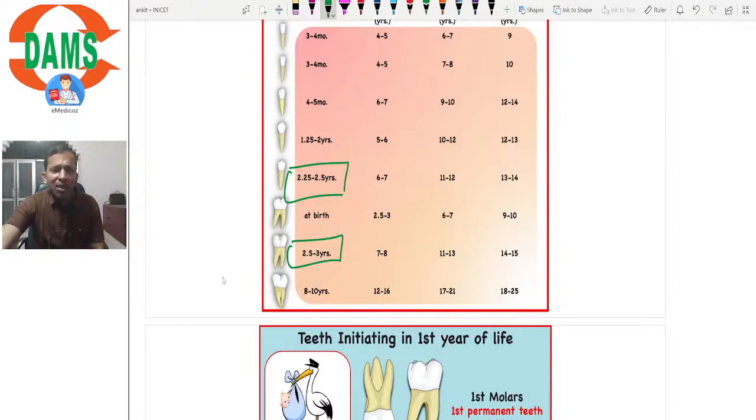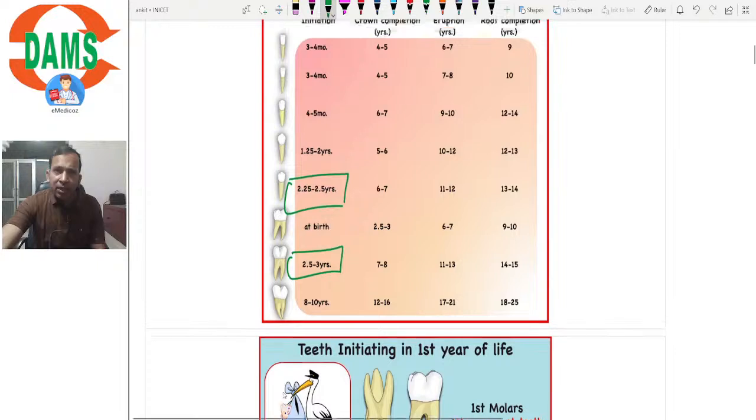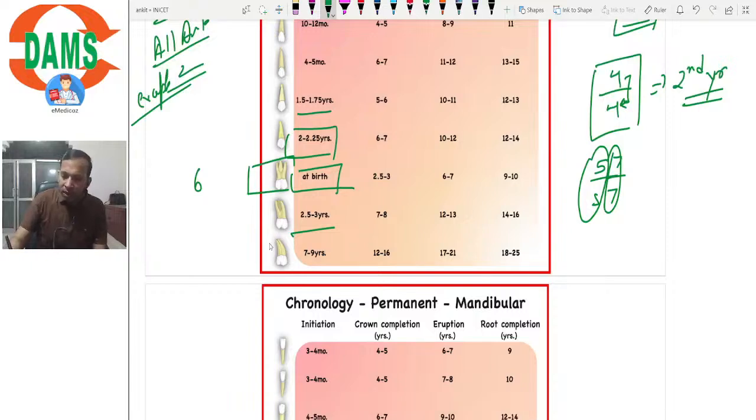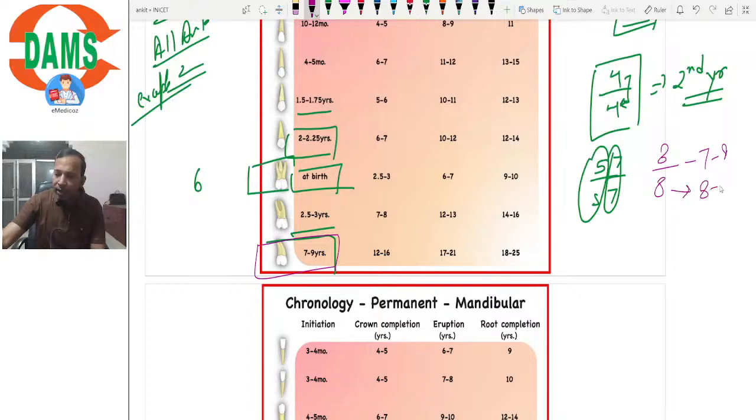Now the third molars, they will initiate between 7 to 10 years. So 7 to 9 maxillary and 8 to 10 mandibular. So here also maxillary is initiating earlier in comparison to mandible, right? So as you can see, maxillary third molar 7 to 9 years, isn't it? Maxillary third molar 7 to 9 and mandibular third molar 8 to 10 years. So mandibular is a little late as compared to maxilla. Clear?